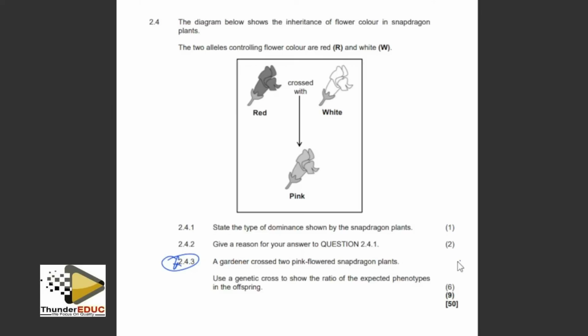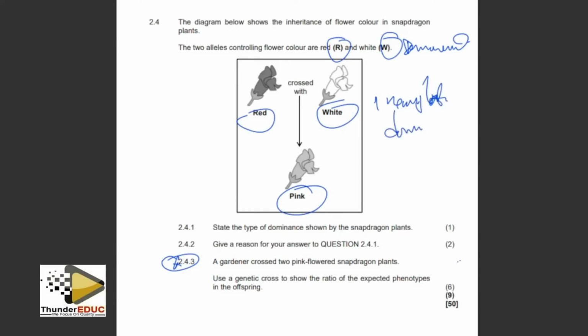Okay, now let's go through it. They are saying diagram below, controlled by R and R. Check here. The first point is R and W. These are capital letters. The moment they are capital letters, it means that both of them are dominant. Now they're saying red cross with white produce pink. You see, they have 3 phenotypes. The moment you have 3 phenotypes, it means that is incomplete dominancy. It is incomplete dominancy.